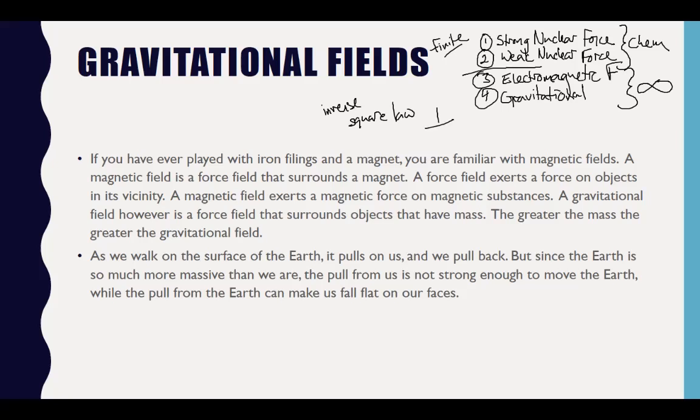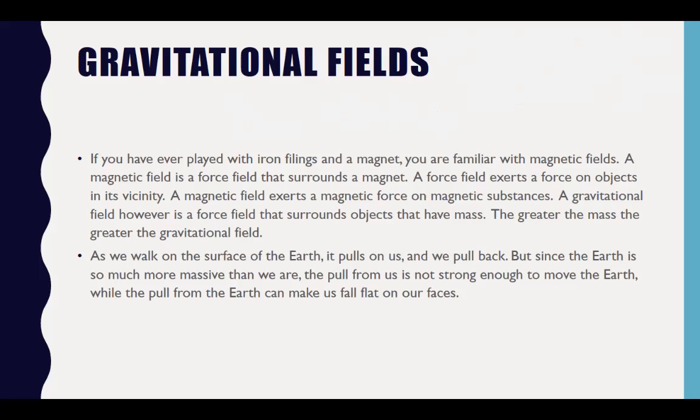And that was the 1 over r squared. So that we go ahead and produce a parabolic graph where we see diminishing returns, something like this. All right. So let's talk a little bit more about field strength and how this works.